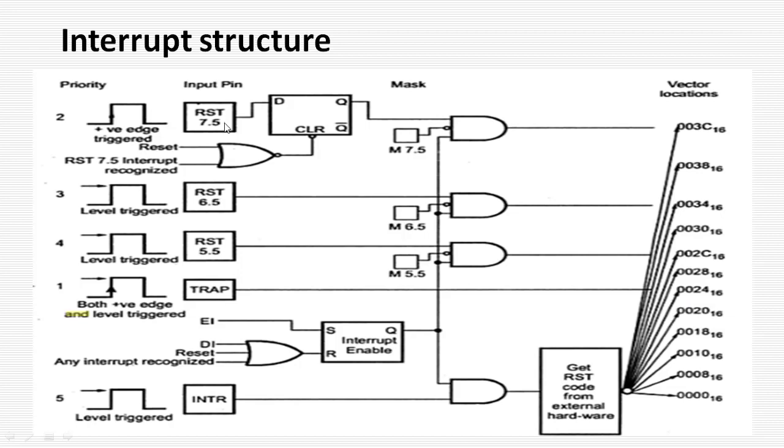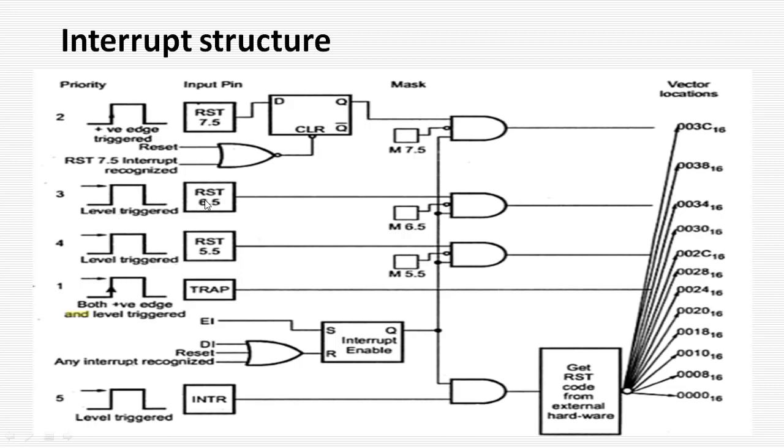RST 7.5. So these are the input pins: RST 7.5, 6.5, 5.5, TRAP and INTR. And how the interrupts are enabled is given here. RST 7.5 is positive edge triggered. Positive edge triggered means if a signal goes from low to high, then the interrupt will be enabled.